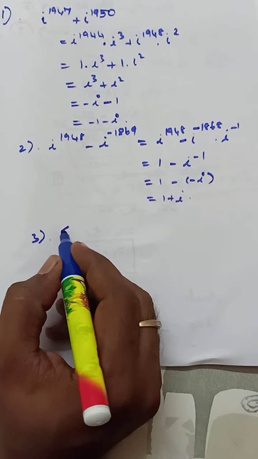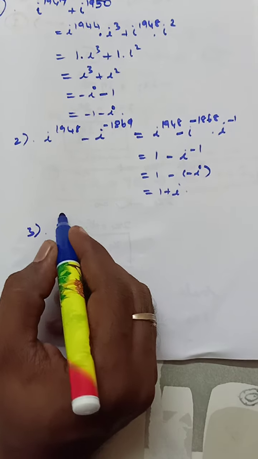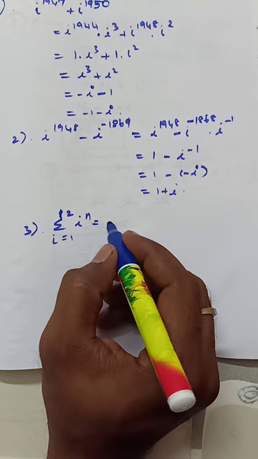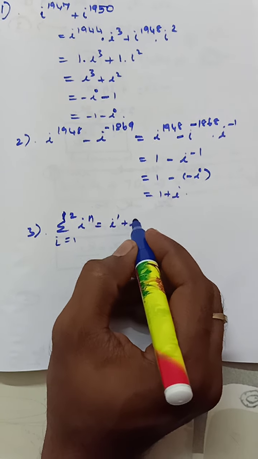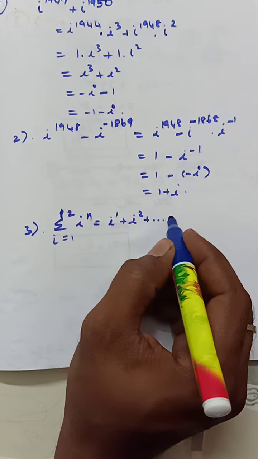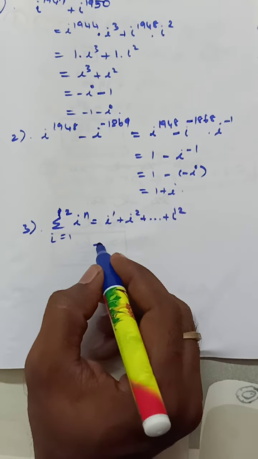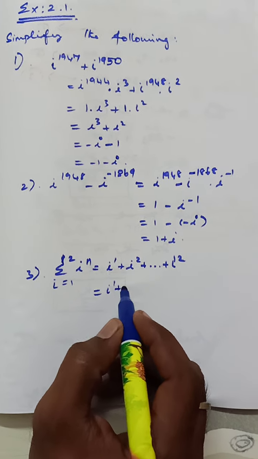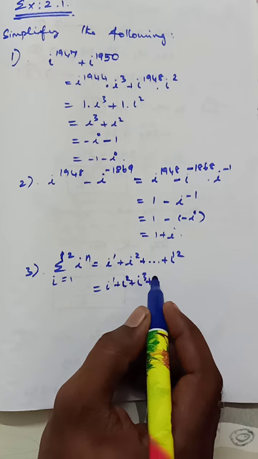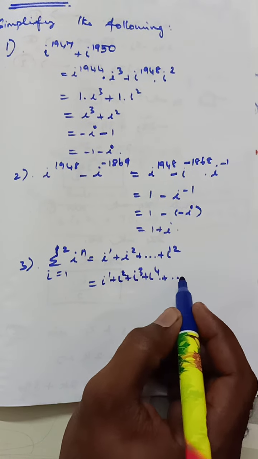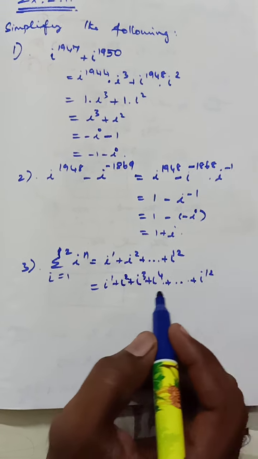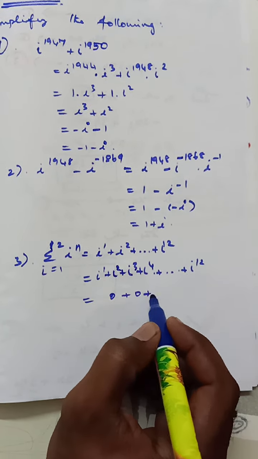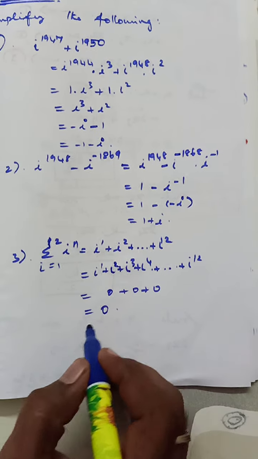Your third question: sigma n = 1 to 12 of iⁿ. What is the meaning? You have to add i¹ + i² + ... + i¹². So it becomes i¹ + i² + i³ + i⁴ + etc. + i¹². So these groups of 4 values become 0 + 0 + 0. So our final answer is 0, right?